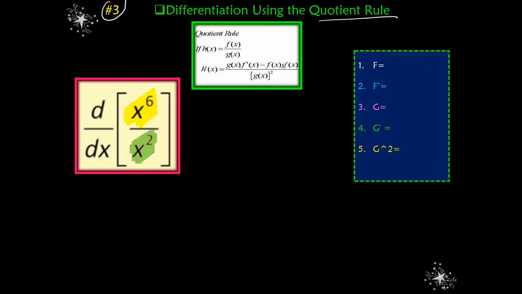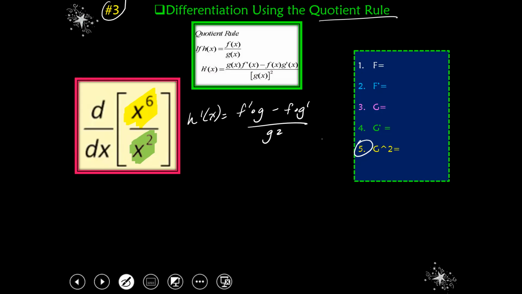So the quotient rule is similar to the product rule, but you do have a denominator. So what this is going to be is you need now 5 components, 5 parts to this, because h prime of x is going to be f prime times g minus, not a plus, f times g prime all the way over g squared. So because you have the g squared, you have 5 parts.